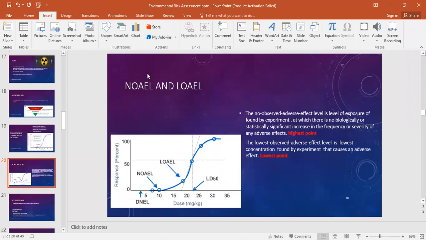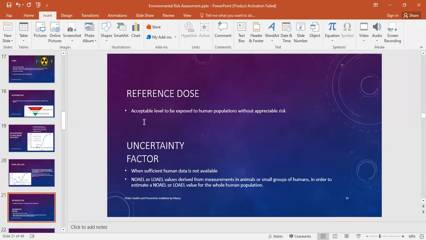There are 2 categories used in risk assessment: NOAEL and LOAEL. The no observed adverse effect level is a level of exposure found by experiment at which there is no biological or statistically significant increase in the frequency or severity of any adverse effect, the highest point. And the lowest observed adverse effect level is the lowest concentration found by experiment that causes an adverse effect, at the lowest point.